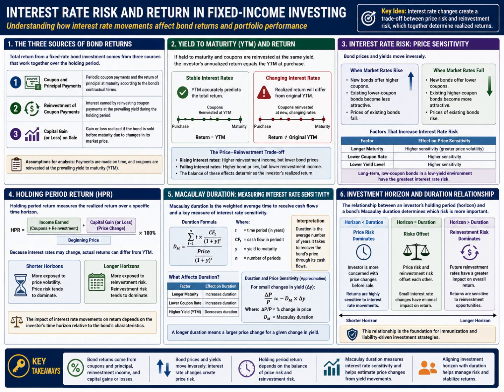Yield to maturity plays a central role in fixed income return analysis. If an investor purchases a fixed-rate bond and holds it until maturity while reinvesting coupon payments at the same yield, the annualized return earned will equal the bond's YTM at purchase. However, this outcome depends on stable interest rates throughout the holding period. When market rates change, reinvestment opportunities and market prices also change, causing realized returns to differ from the original YTM.